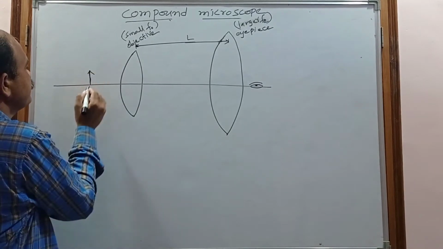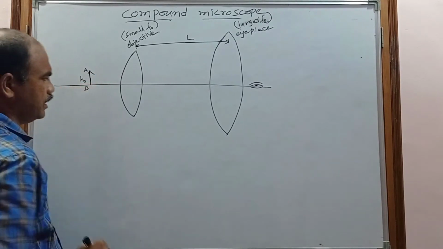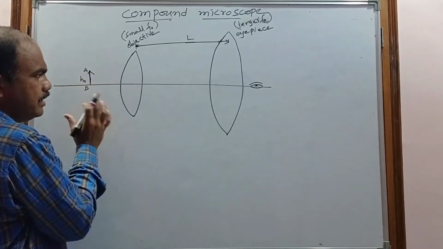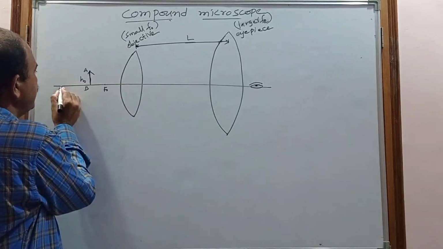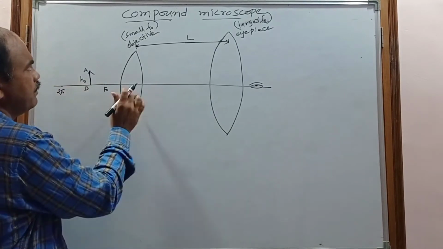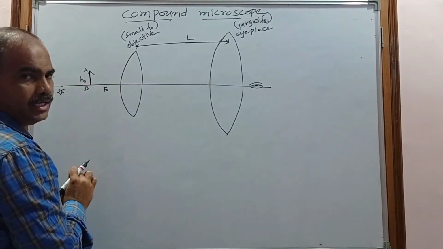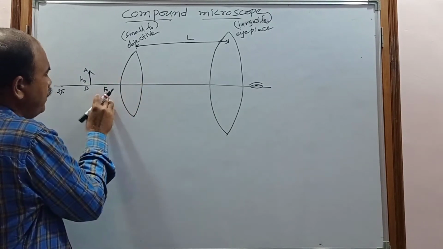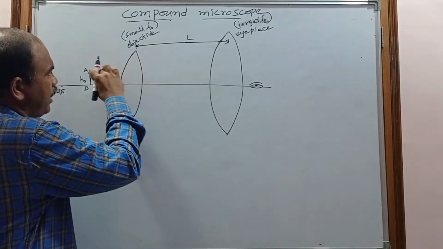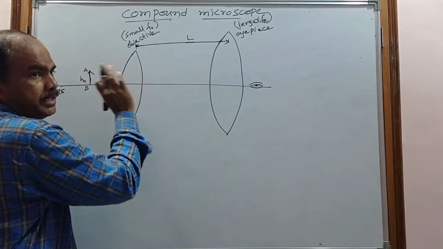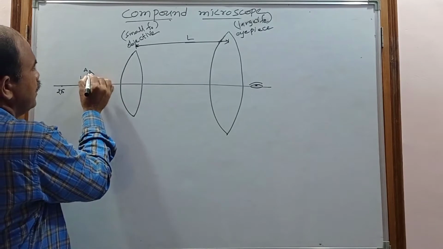Now consider an object AB, and consider the height of this object is h0. If we adjust this object between the focal length f0 and 2f0, that is the center of curvature of the objective, then this objective forms the image of this object beyond 2f0 on the other side of the lens. So now I am drawing the diagram.